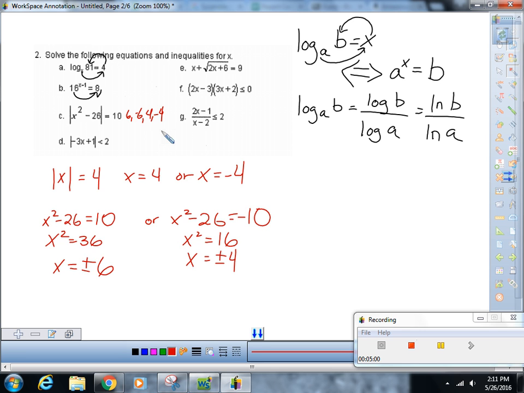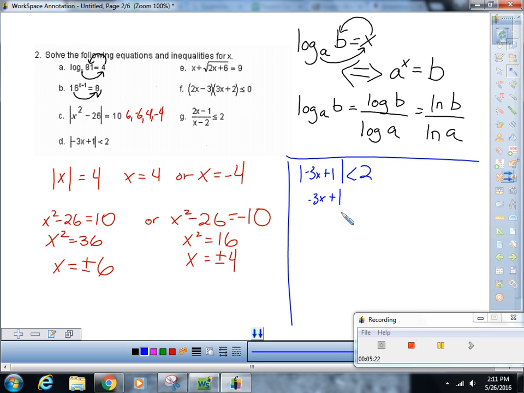Okay, similarly, as I change colors here, you get the absolute value of negative 3x plus 1 is less than 2. That means negative 3x plus 1. Okay, well, how can the absolute value of something be less than 2? Well, it could be less than 2, or, if you think about it, it could be greater than negative 2.